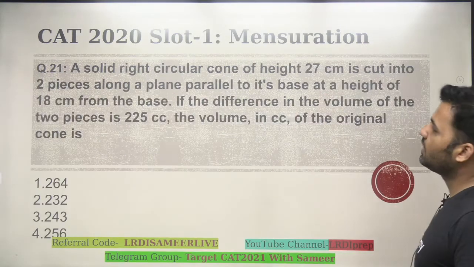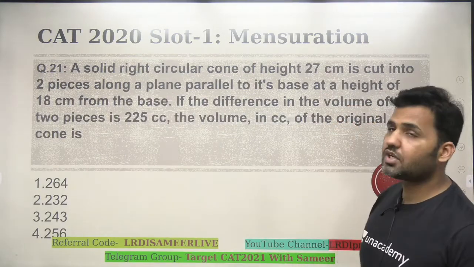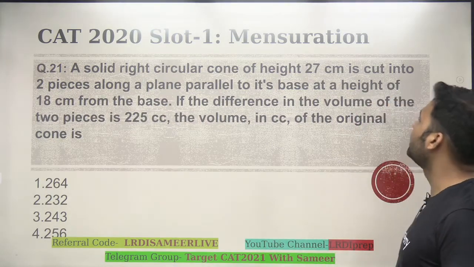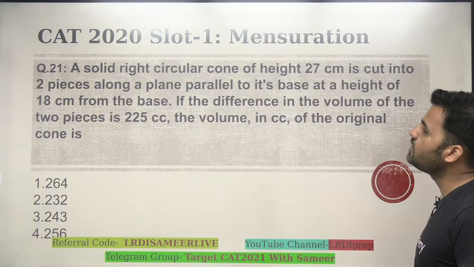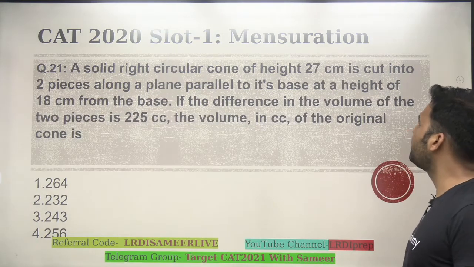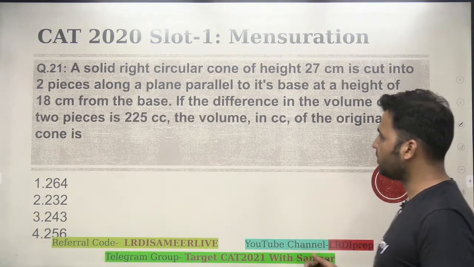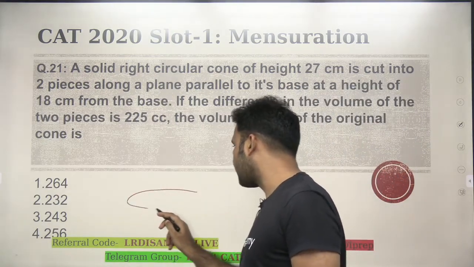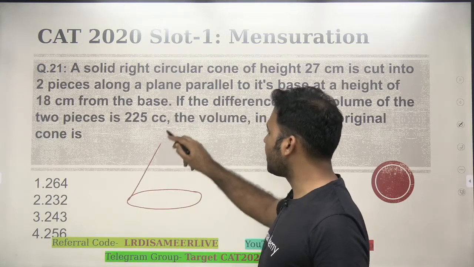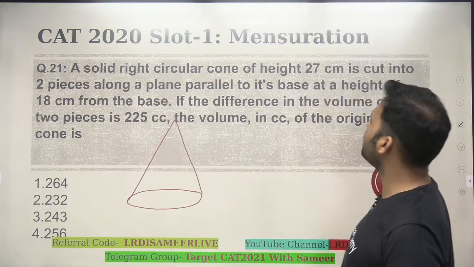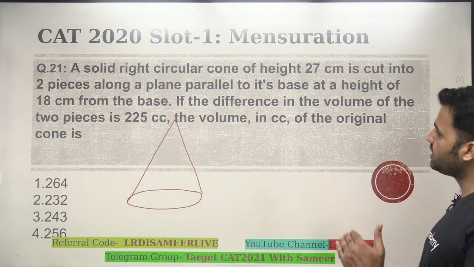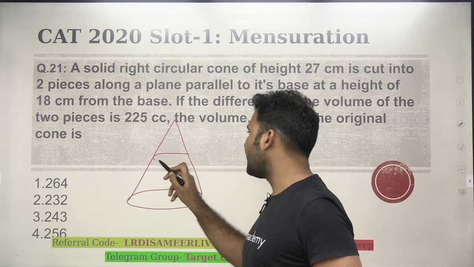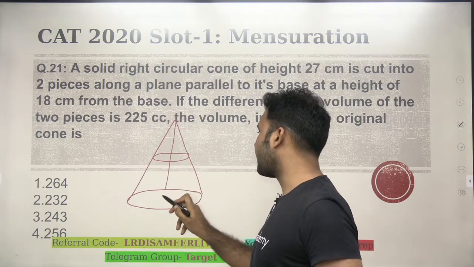Moving to the next question, a question from volume, mensuration chapter. It says a solid right circular cone of height 27 centimeter is cut into two pieces along a plane parallel to its base at a height of 18 centimeter from the base. Okay, so you have a cone, right? So at a height of 18 centimeter, you are cutting it by a parallel plane.